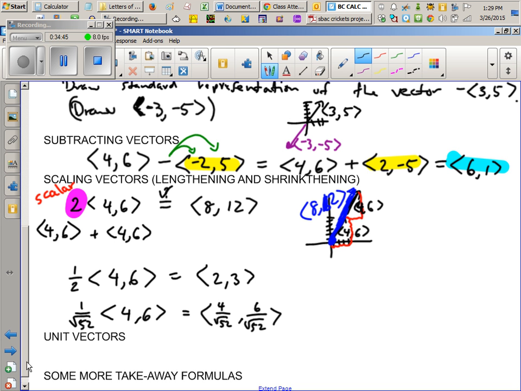It's the magnitude. That's what I was trying to say earlier. I chose root 52 because that was the magnitude of (4, 6). So what happens when you scale a vector down by its own magnitude? That's called a unit vector. It's the unit vector. So this guy is a special case of shrinking. Right here, I just took (4, 6), and I shrunk it down by its own magnitude.